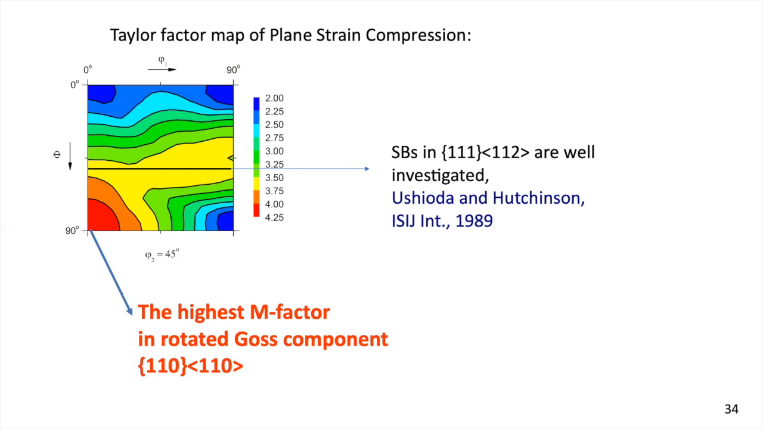And if you look at a map in orientation space, a Taylor factor map, the grains with the highest Taylor factor are the grains of the so-called rotated Gauss orientation. So the paper of Ushioda and Hutchinson described the phenomenon on this component, the 112 component. Let me go back to my laser pointer on this. Whereas we decided to look at these components.